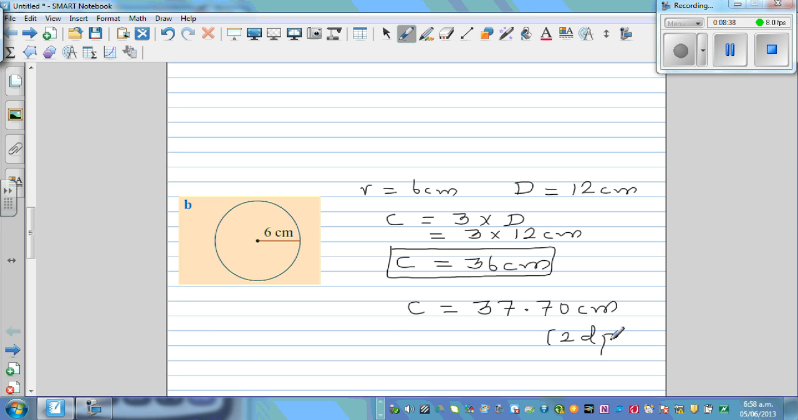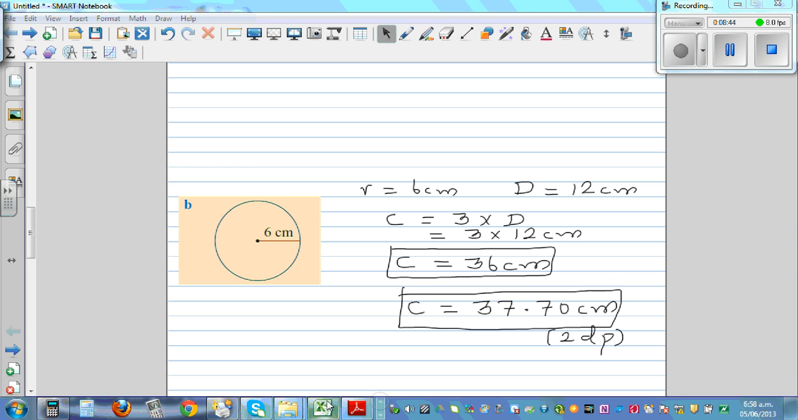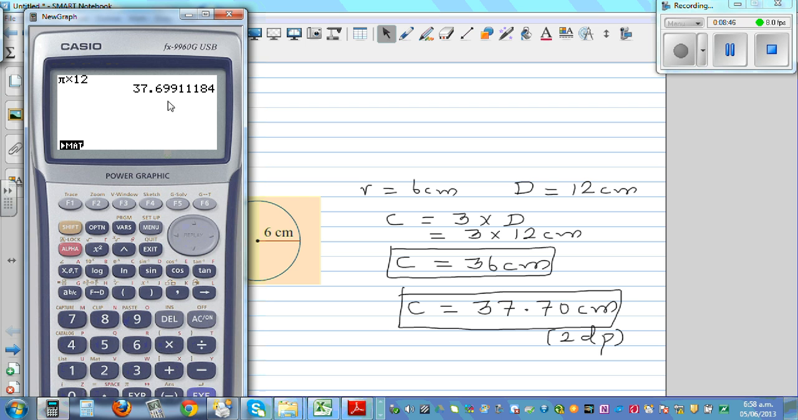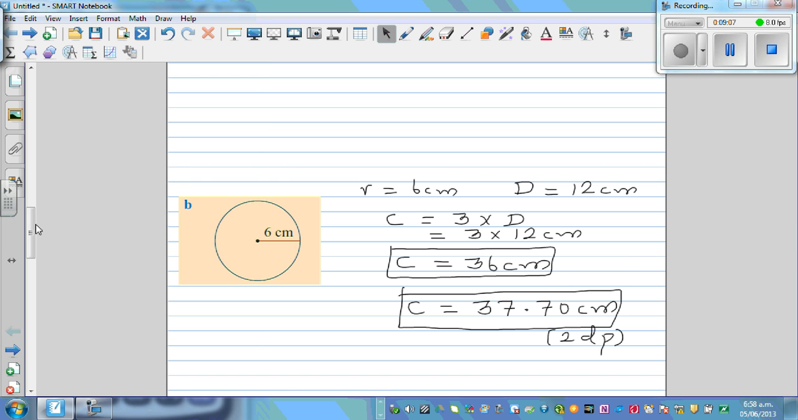Now you may wonder, how did they write 70? Let me show you the calculator again. What you do is you look at the third decimal place, and if it is 5, 6, 7, 8 or 9, you increase the second decimal place by 1. So if you increase that by 1, 69 will increase to 70, and that's how I wrote 70.